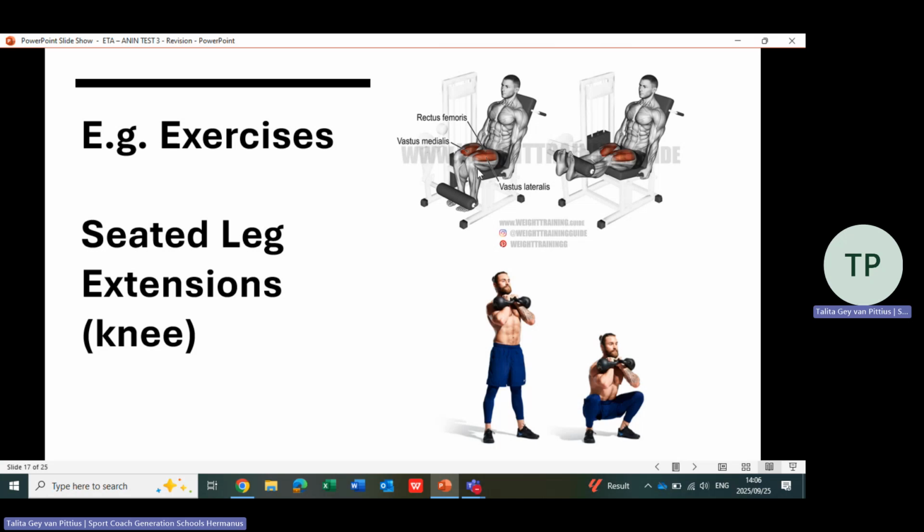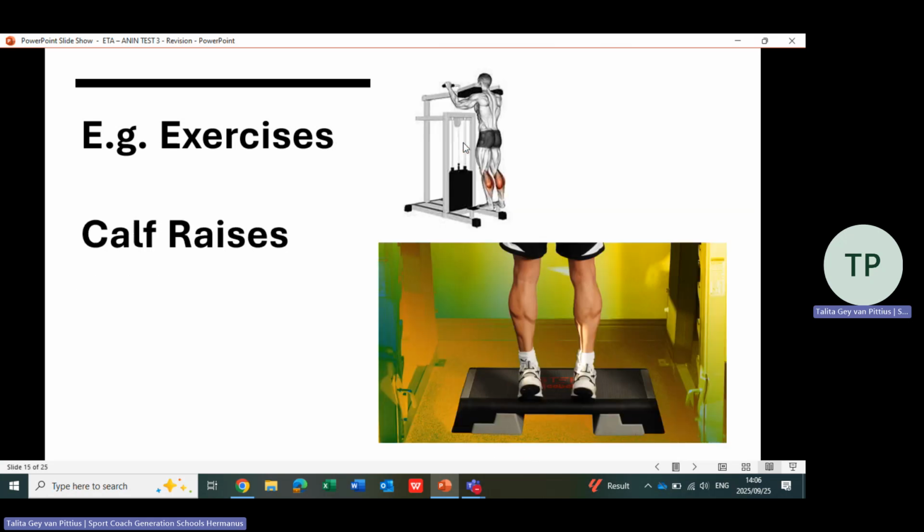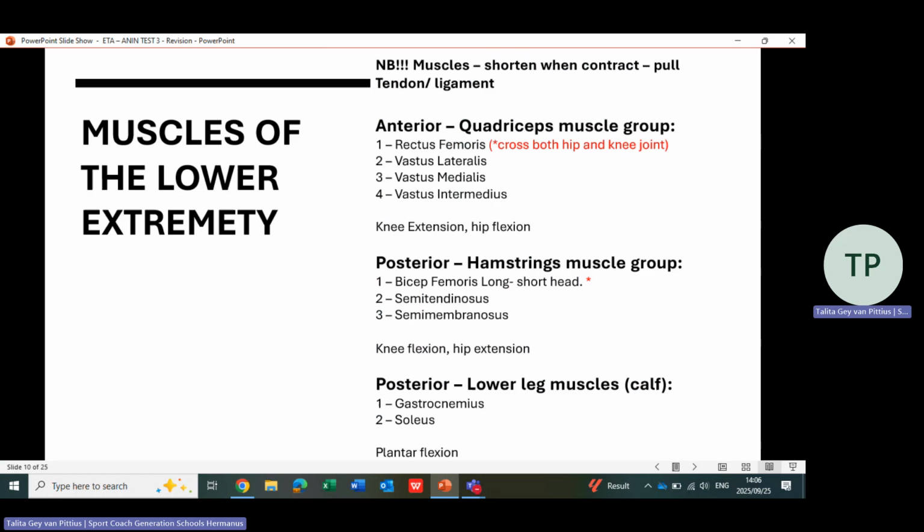But you need to know what the muscles are that cause this extension of the knee. All right. What are the names of the four quadricep muscles?